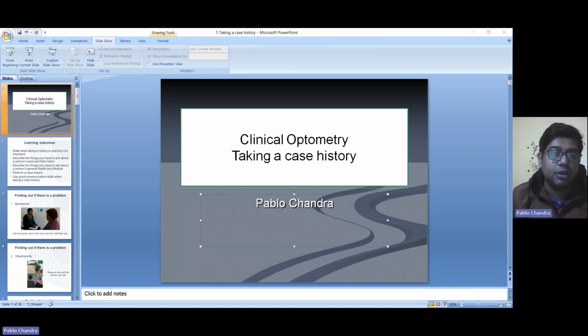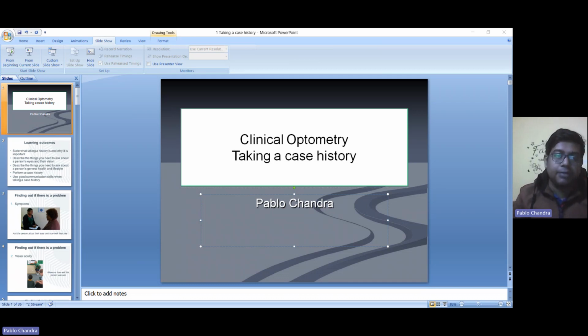Now, first of all is the chief complaint. The chief complaint tells us what main complaint the patient has, because of which the patient is coming. Suppose the patient is coming with eye pain, so your chief complaint is eye pain. Suppose the patient is coming with blurry vision, so the chief complaint is blurry vision.